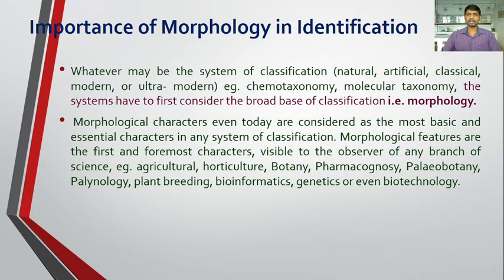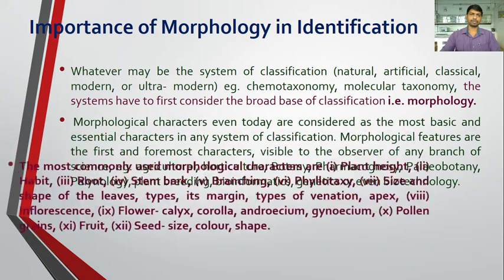So once anyone has to do the study of the plant, the first and foremost characters visible to him are the morphological features or characters, because these are the external characters or the external features that are seen easily and on the basis of which he can study the plant. So this is the importance of morphology.